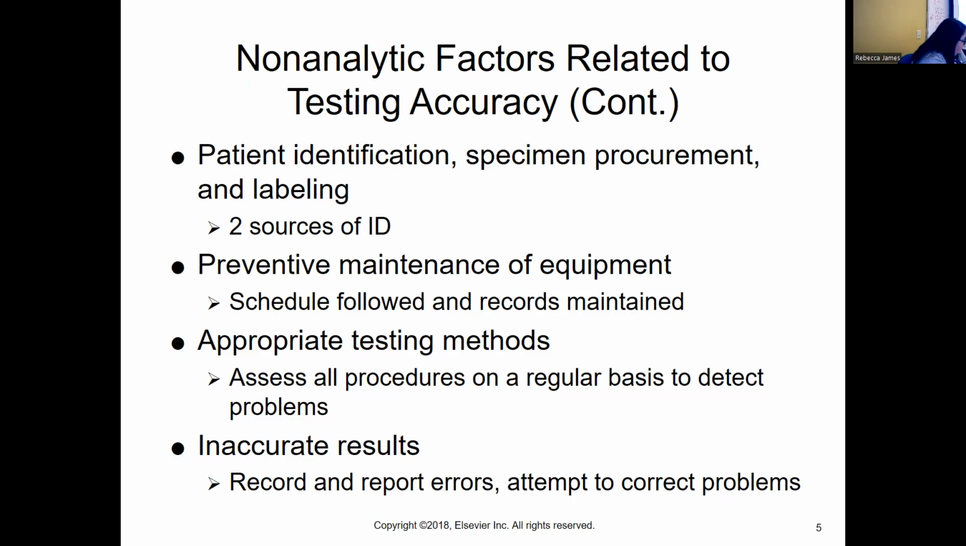Errors related to the phase of testing. If you go down to the second paragraph, it says most laboratory errors are related to pre-analytic and post-analytic, but the main thing is pre-analytic errors. That's where your main errors are going to come in, is pre-analytic.